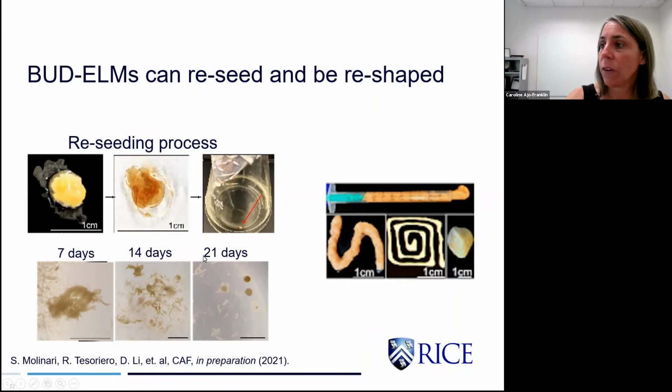The other thing we did is collect material from multiple flasks and then show that we could combine it and extrude it into different shapes and also mix it with inorganic materials. Here I'm showing you with glass beads, making solid organic-inorganic composites. So it can be reshaped.